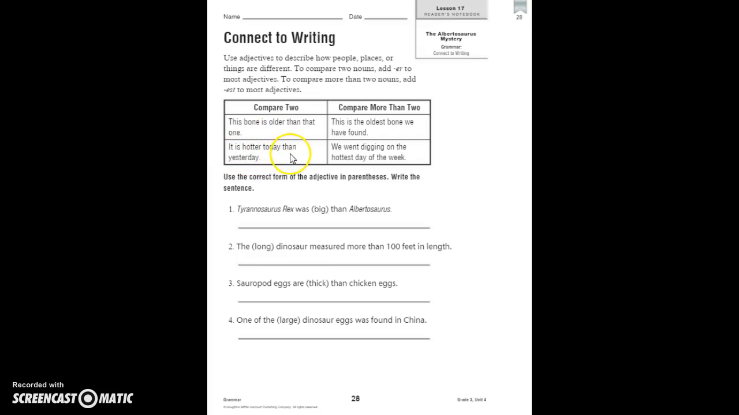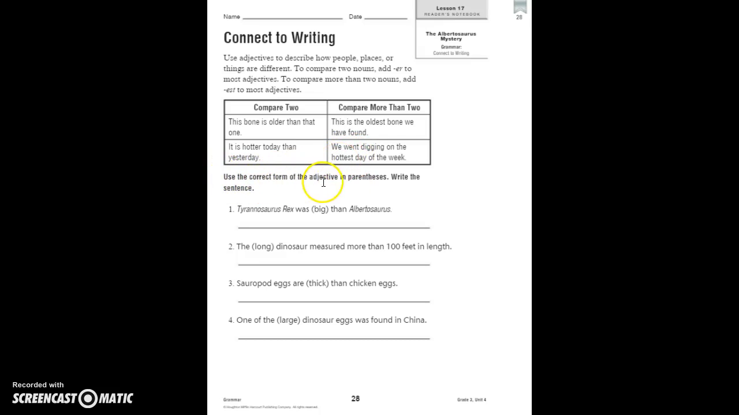It is hotter today than yesterday. We're comparing today to yesterday, too. We went digging on the hottest day of the week. It's the hottest day because there's more than two days in a week.